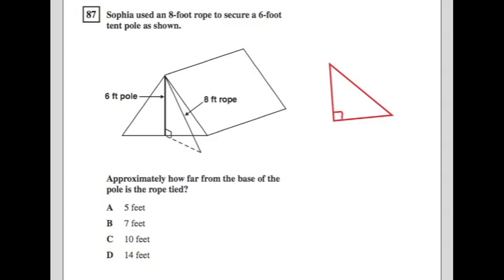Okay, so here's my right angle. My pole is 6 feet right here, and then the hypotenuse, the rope, is 8 feet right here, and I'm looking for this right here. I'm looking for how far the rope is tied away from the pole.